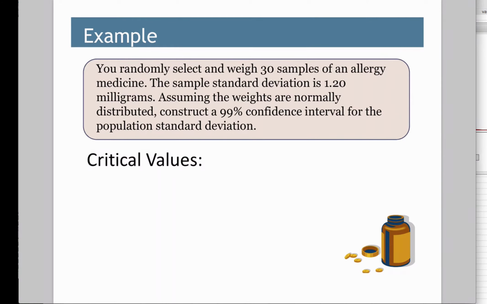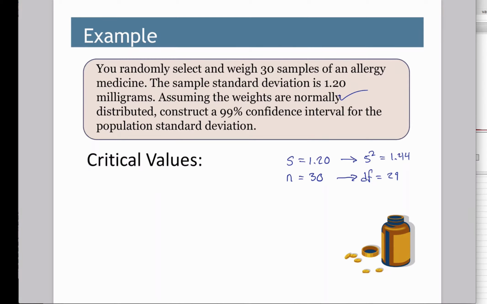All right, let's go a little bit faster this time. So we randomly select and weigh 30 samples of an allergy medicine. The sample standard deviation is 1.2. That is S, so S is 1.20. N, by the way, was 30. So first of all, that tells me the degrees of freedom is 29. We need to use variance if we want to use StatCrunch, so I need S squared. 1.2 squared is 1.44. And assuming the weights are normally distributed, that takes care of my conditions. That means I can do the confidence interval and use the chi-square distribution.